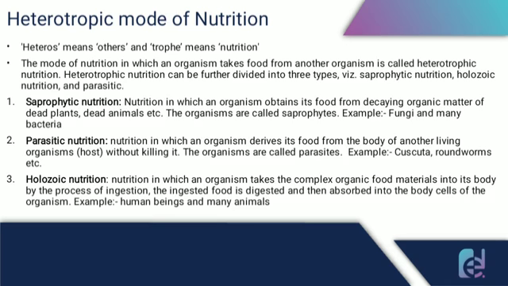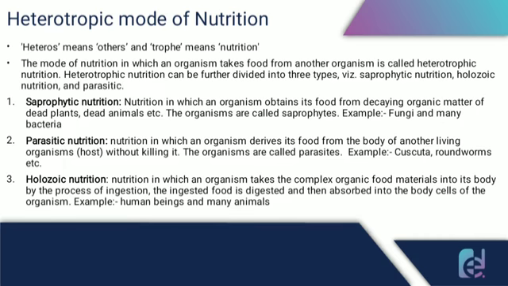Now the heterotrophic mode of nutrition. The word heterotrophic is made up of two words, heteros and troph. Heteros means other and troph means nutrition. So the mode of nutrition in which an organism takes food from the other organism is known as heterotrophic mode of nutrition. Heterotrophic nutrition is further divided into three types. These are saprophytic, holozoic and parasitic nutrition. Let's see what these are.